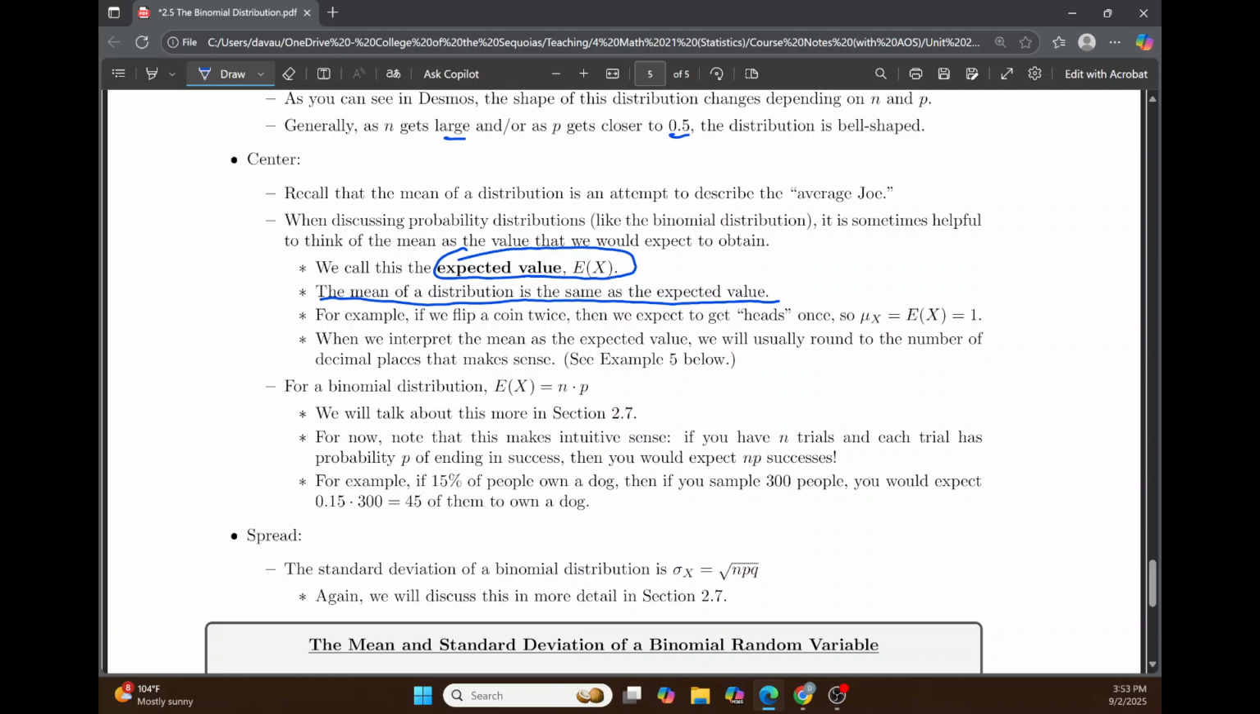So we would expect to get heads once. So the mean of the distribution is 1, right?